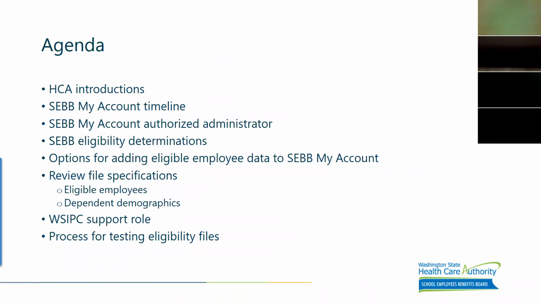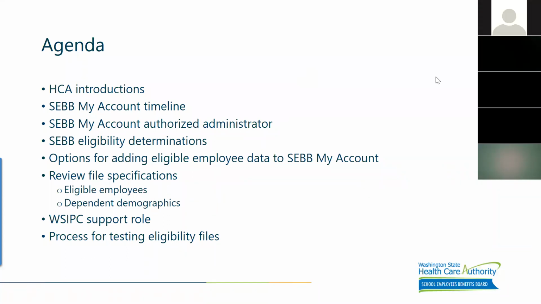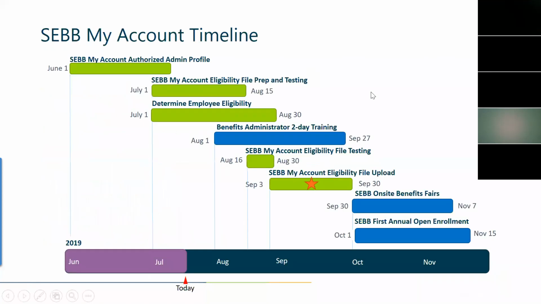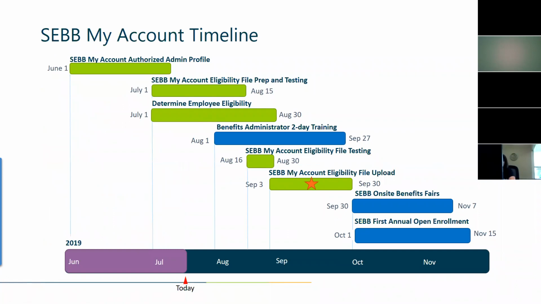Okay. So where we left off, we'll be hearing from WSIPC personnel as to the support role they're going to be providing to their SEBB organizations. And then lastly, we're going to talk about a process for testing the eligibility files. So with that, I'm going to hand it over to John Bowden to start discussing the SEBB My Account timeline. Good afternoon. Happy Friday. This is John Bowden. I am the manager of the School Employee Benefits section at the Healthcare Authority.